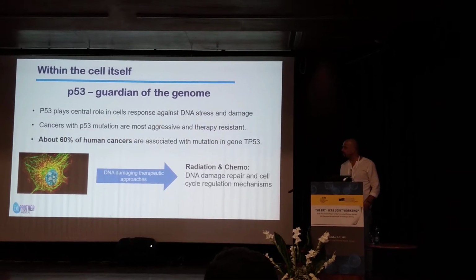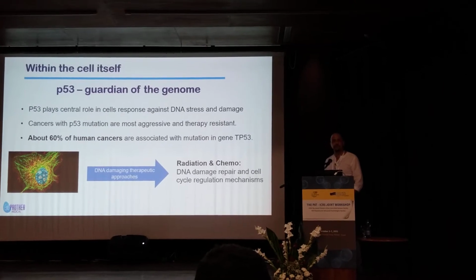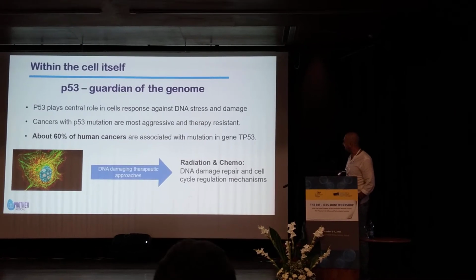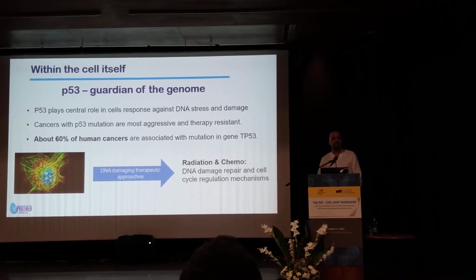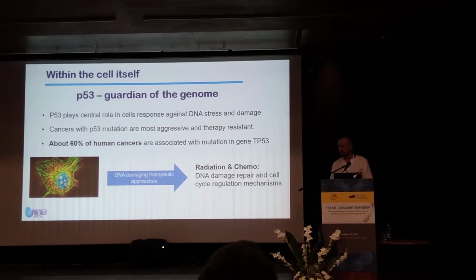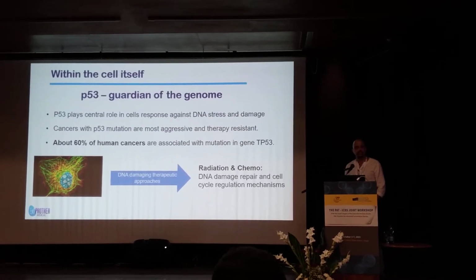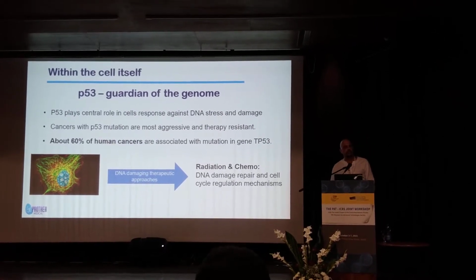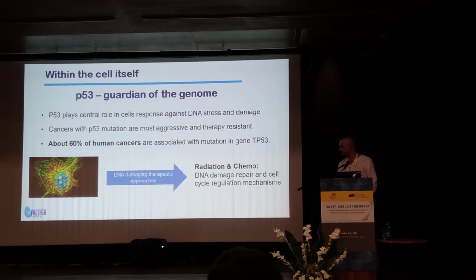So the first one, within the cell itself, is based on the mechanism of P53 protein, which is a guardian of the genome. It responds to DNA strand damage. It enters the cell into cell cycle arrest, trying to repair the damage. If it's not working, it enters the cell into apoptosis. P53 is mutated in about 60% of human cancers, and those cancers where P53 is mutated are the most aggressive, and they are very resistant to current therapies.